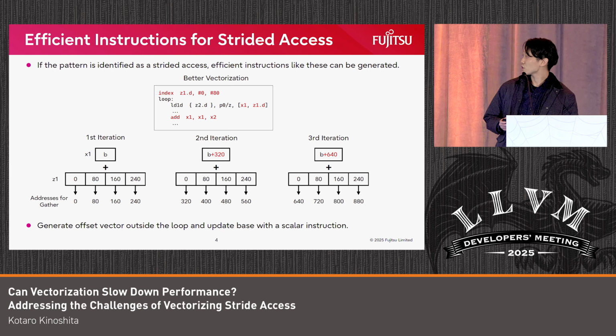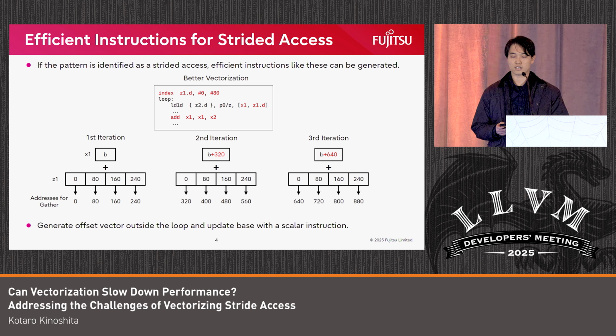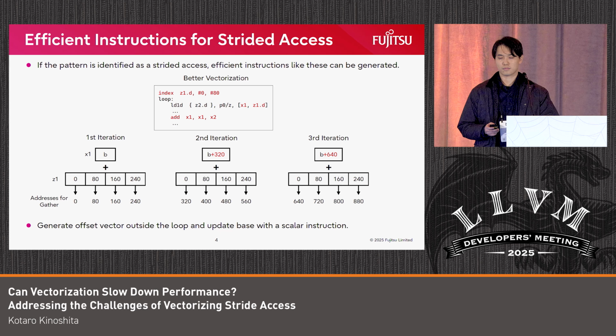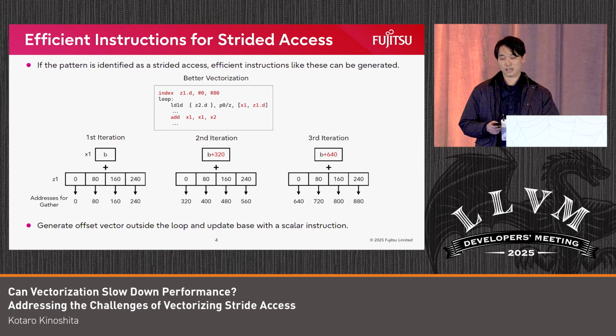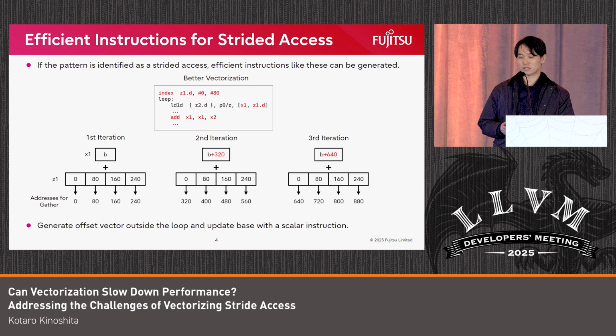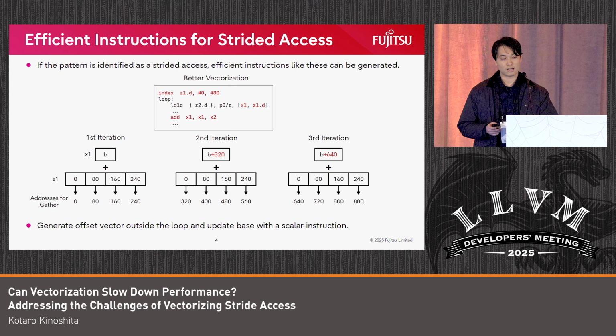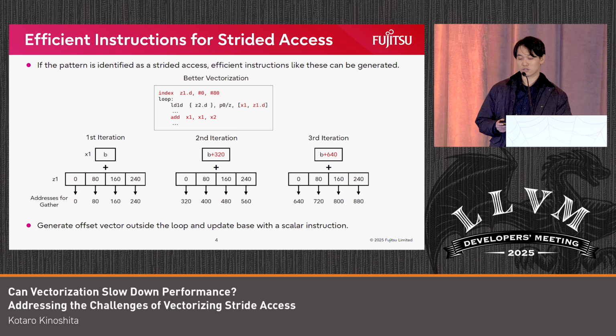But if we identify the patterns as a strided axis, we can generate efficient instructions like these. The value of the vector register is initialized outside the loop, and then inside the loop, the base is updated using scalar instructions. In the example on the slide, you can see that the base x1 is updated in every iteration. This code is more efficient because it requires fewer resources for address calculation.